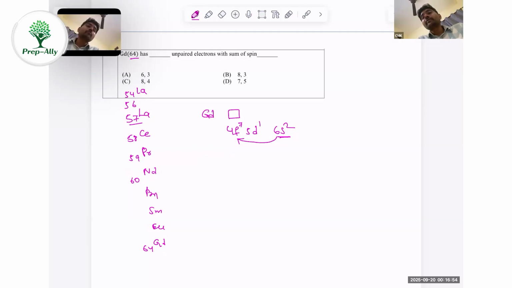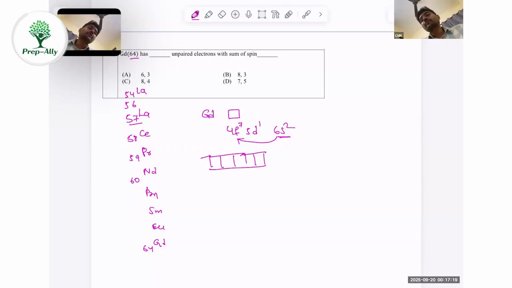Once we fill, we get the answer: 4f7, 5d1, 6s2. So the total is 10 electrons after xenon 54. Gadolinium has 10 extra electrons after xenon: 2 plus 1 is 3, plus 7, 10 electrons. So this is the orbital electronic configuration.